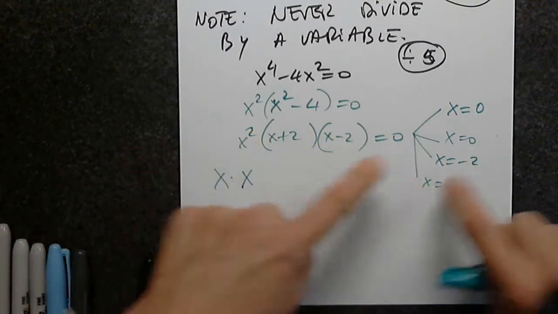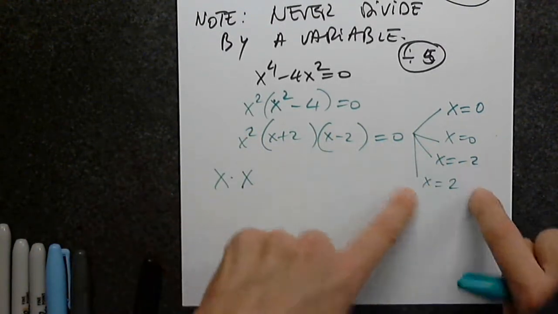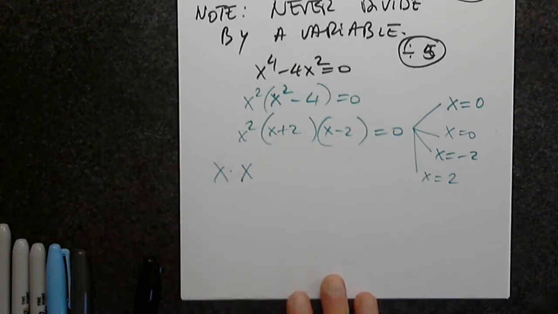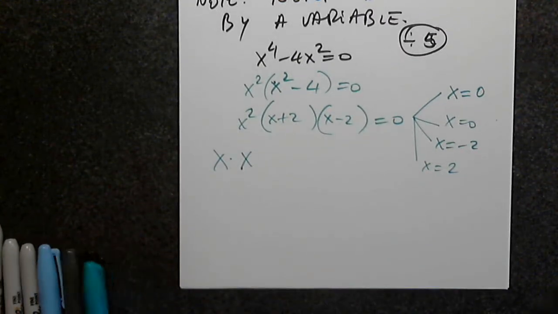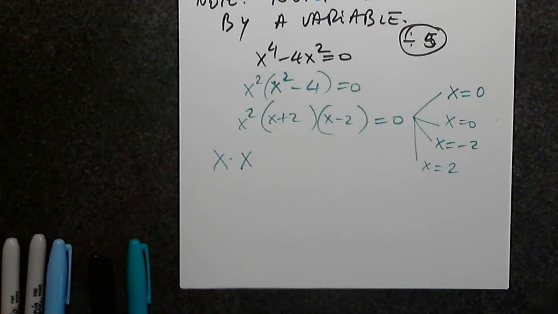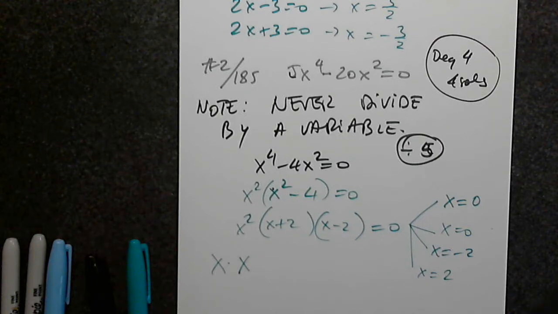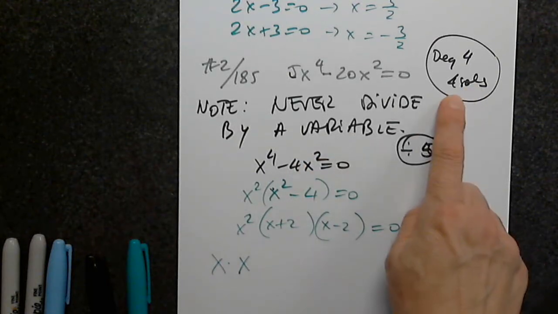When I set the third factor equal to 0, I get x equals -2, and the fourth one, x equals 2. Better? Good. Any questions, please? Any questions? Yes. About dividing the product of 5x^4, you said never divide by a variable. Yes, in other words, do not divide by x or x squared, because if you do, then you will never find 4 solutions.